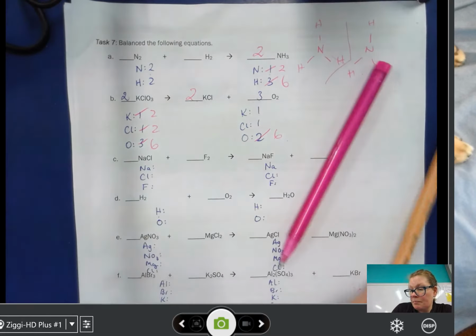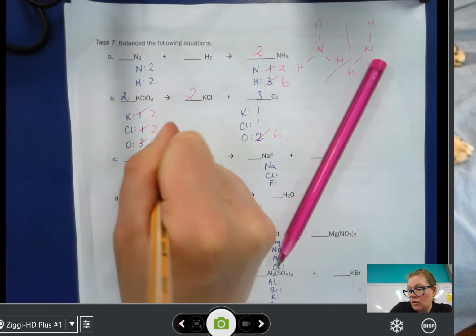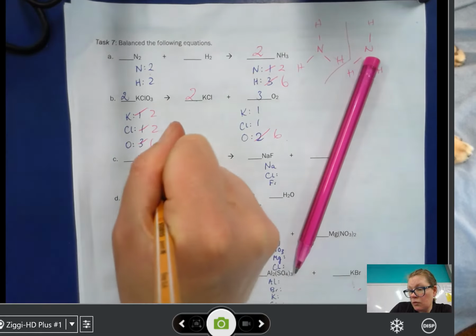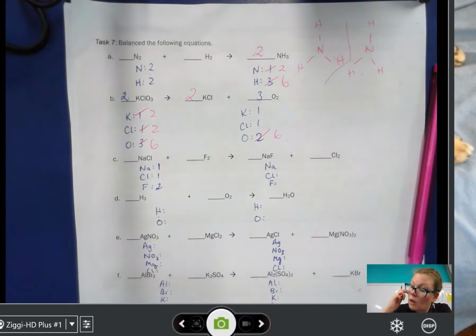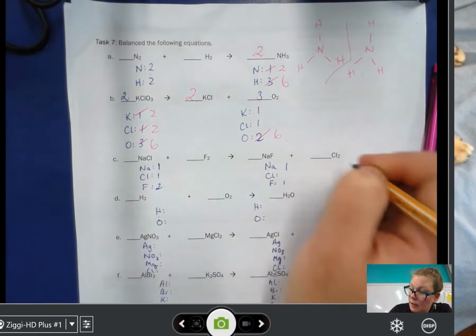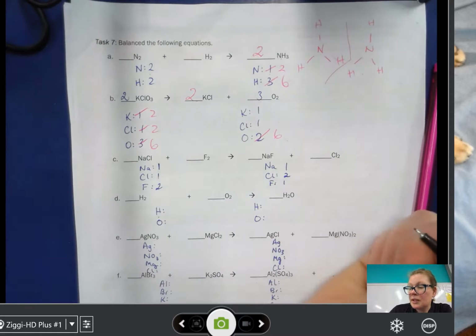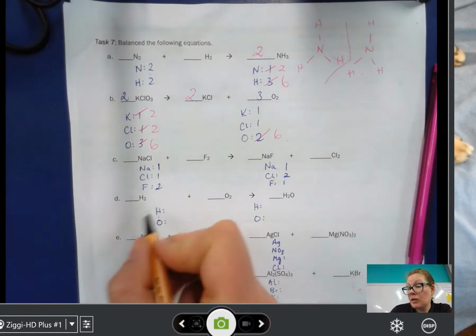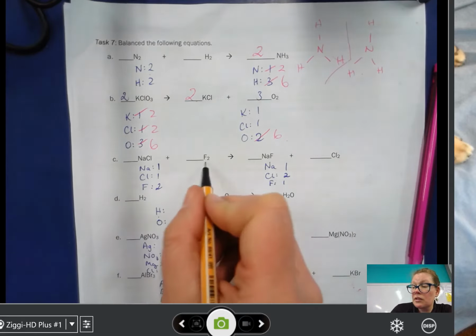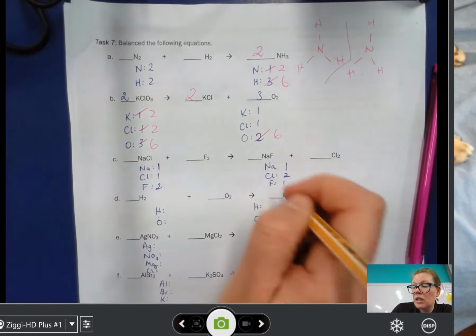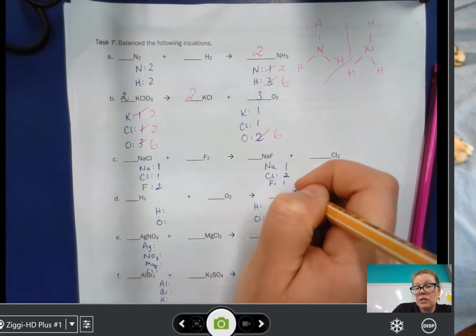Sodium, I have 1. Chloride, I have 1. Fluorine, I should say, I have 2. I have 1, 1, and 2. So I need to balance this. I'm going to start by balancing the fluoride, or the fluorine. So there's fluorine on this side because it's an elemental molecule. It's fluoride over here because it's bonded ionically.